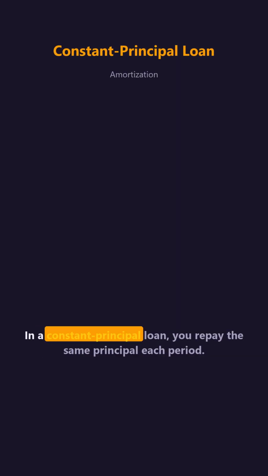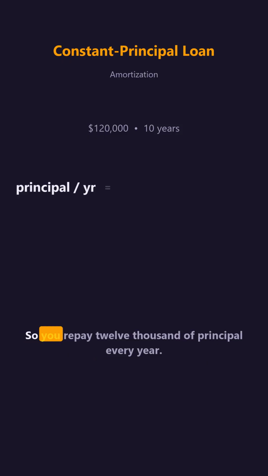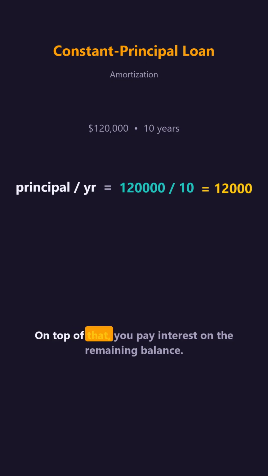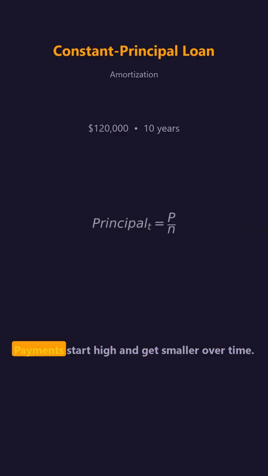In a constant principal loan, you repay the same principal each period. You borrow $120,000 over 10 years. So you repay $12,000 of principal every year. On top of that, you pay interest on the remaining balance. Because the balance falls, the total payment shrinks each year. Payments start high and get smaller over time.